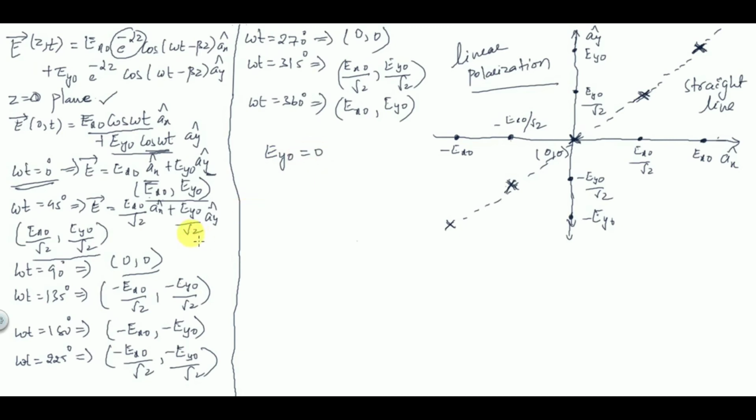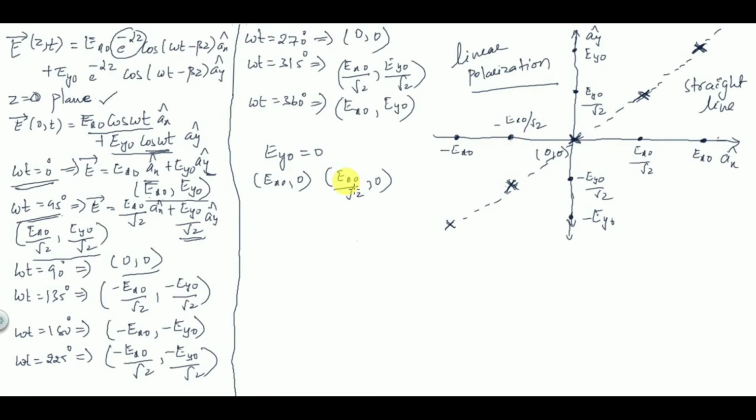Okay, so if Ey0 is equal to 0, then what will happen? You will have only Ex0 terms, right? So for omega t equal to 0, what is the point? The first point will be Ex0 comma 0 for omega t equal to 0 degrees. I am not writing again, I'll just write the points here. What will be the second point? For omega t equal to 45, Ey0 is 0, so this term is 0, so you'll get the second as Ex0 by root 2 comma 0. Yes or no?